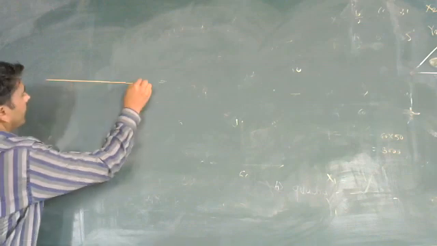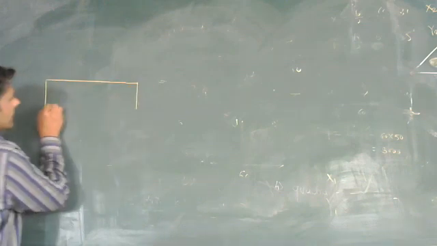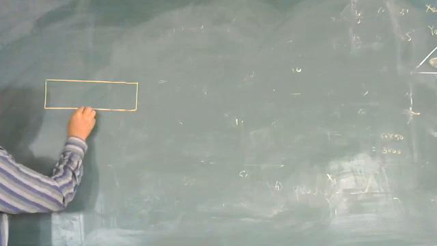Okay, now we'll take a second example. I will take a simple example. A T type of structure is there. And you know that this T type of structure is symmetrical on a vertical line. So I will also draw the vertical line on which it is symmetrical.